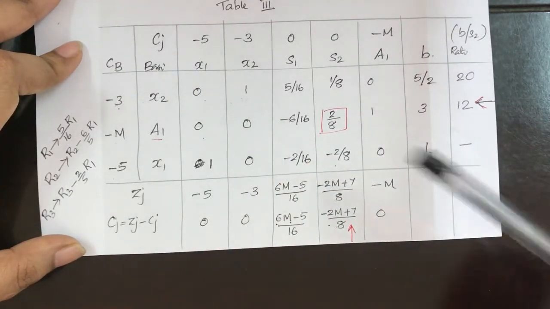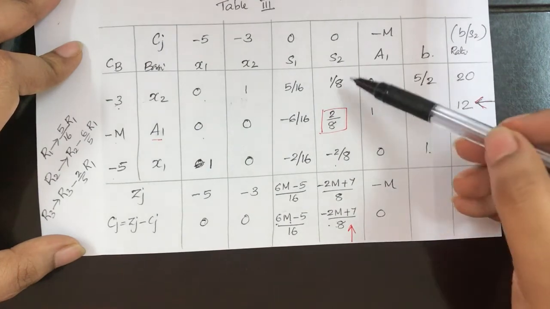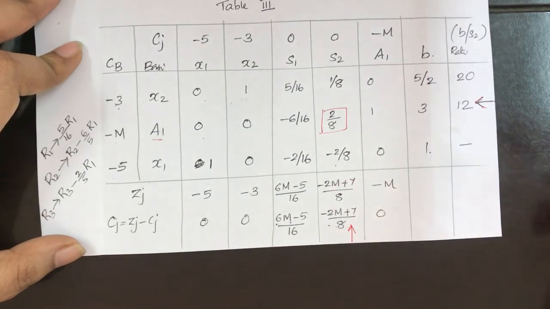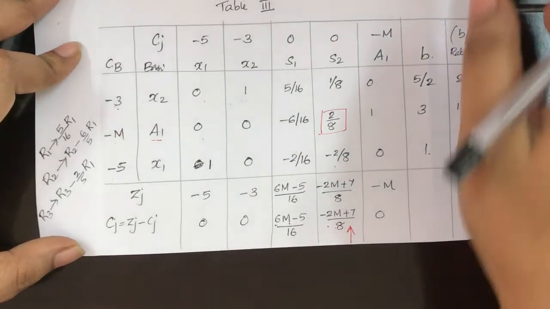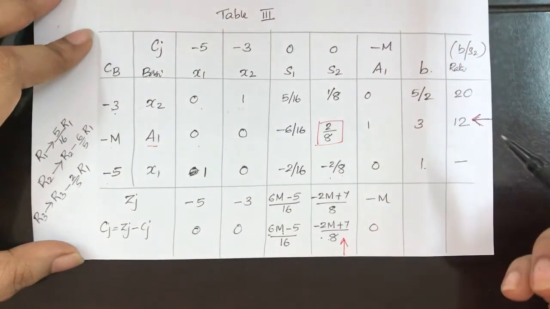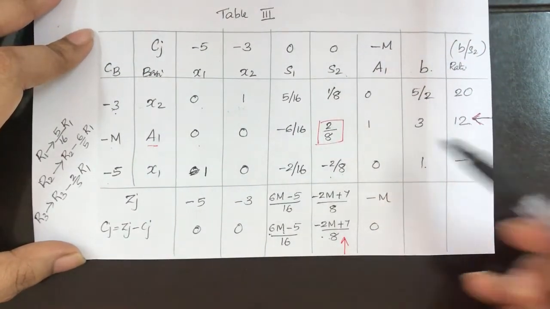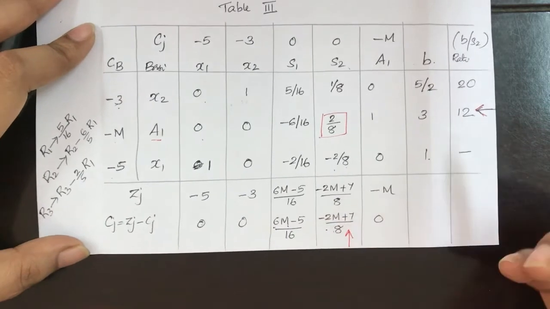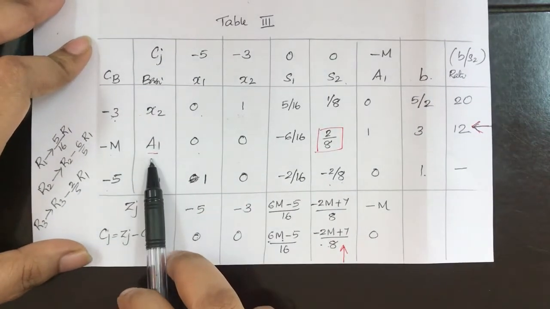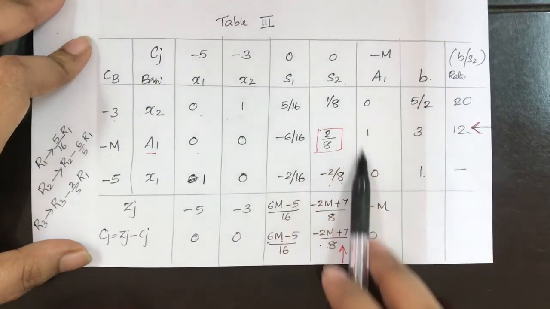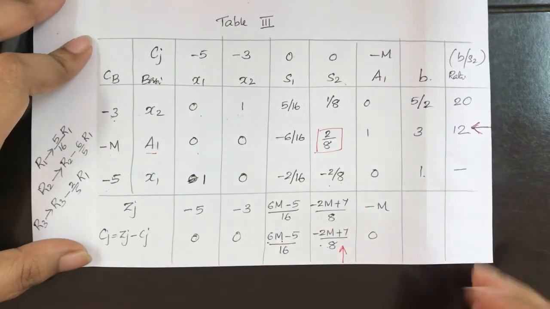In the next table we need to make this 2 by 8 as 1, 1 by 8 and minus 2 by 8 as 0 using row transformation. S2 is the incoming variable and A1 is the outgoing variable. The artificial variable goes out from the basis, so we can avoid this column from the next table onwards.